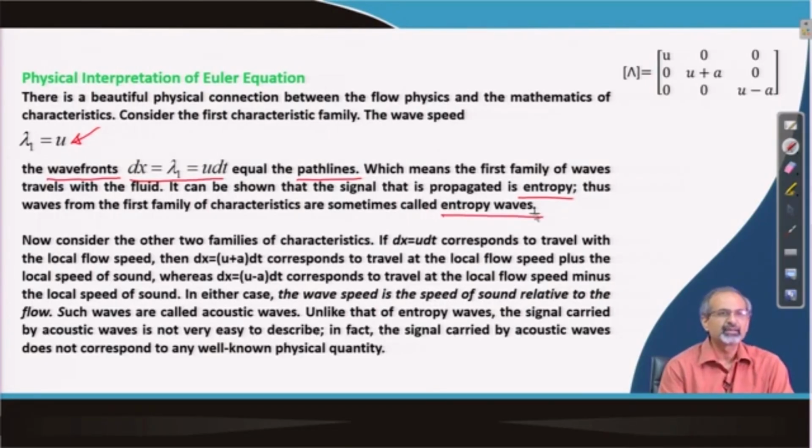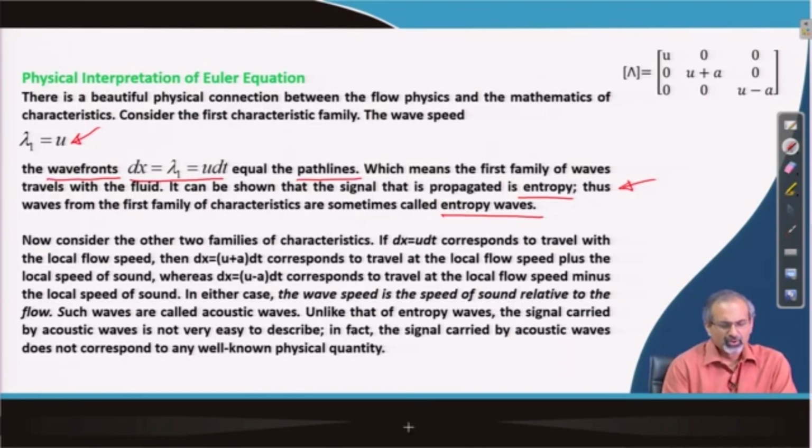We mentioned this earlier in a previous lecture on the Euler equation, but now we come up with more concrete information on how and where this entropy wave emerges. It comes from the first component of the lambda vector or lambda matrix.